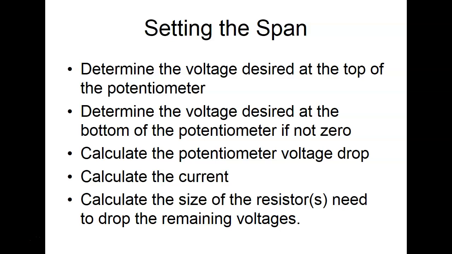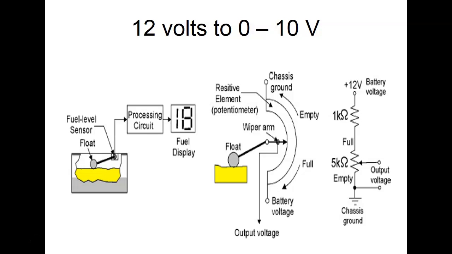Calculate the size of the resistor needed to drop the remaining voltage. So what we could do is we could do it like this. So this is an example of a fuel gauge. This is basically the way your fuel gauge works. So that's another example. Has anybody ever taken the fuel sensor out of the gas tank? You'll see it's got a little float on it, and it just moves the pot. That's a perfect example. But we set the span.